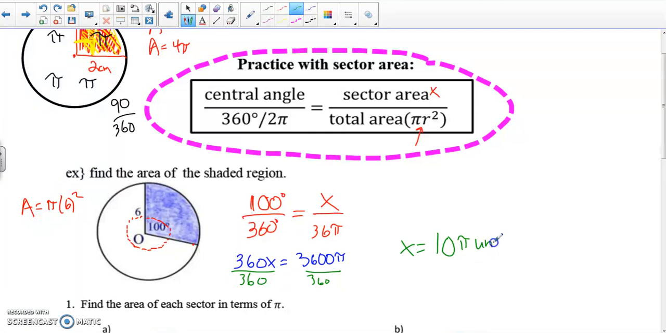And then whatever our units are, centimeters or inches or whatever, it's always going to be units squared because we're talking about area. And there's the math. 10 pi units squared. Done.